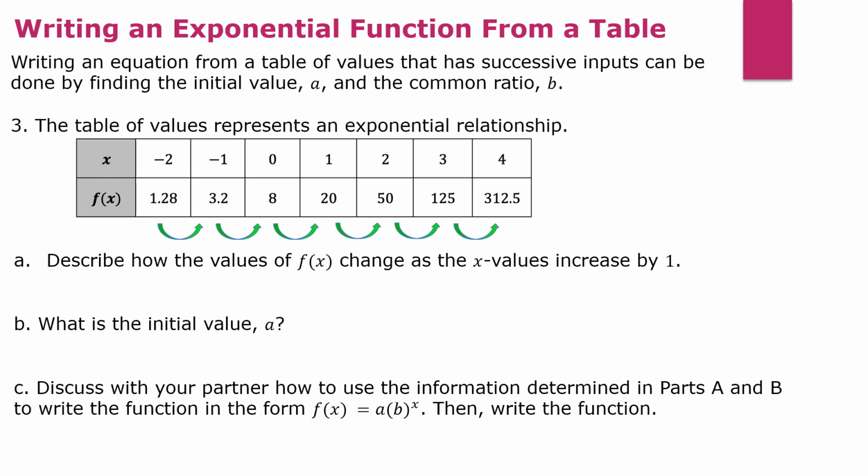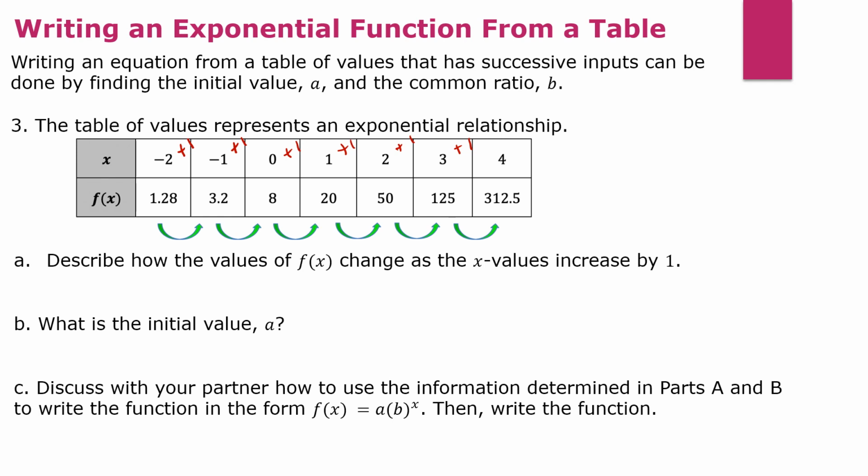Now we're also going to do writing from tables. So instead of giving us a graph, they give us a table of values, so some x's and some y values. So we need to find a and we need to find b. For part A, they just want us to describe how the values of f of x are changing as the x values increase by 1. So if we're looking at our table, all my x values are increasing by 1. Right? I'm adding 1 each time.